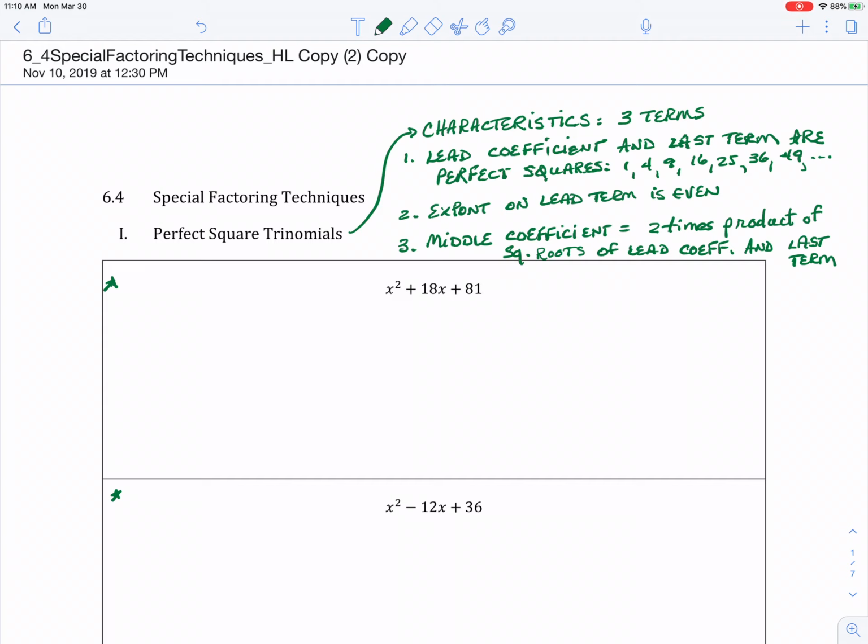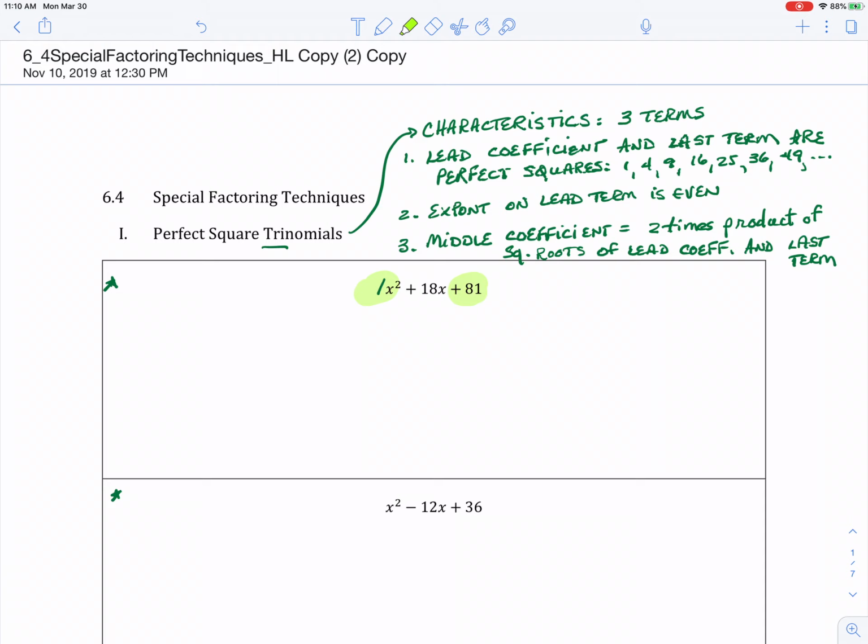So I've listed here the characteristics of a perfect square trinomial. The secret to working these is to learn how to recognize them so you know how to start. So if it's a perfect square trinomial, obviously trinomial means it's got 3 terms in it. The other things you need to check for are the lead coefficient and the last term. So my eye is looking at that 81 and then remembering that there is a 1 here on that lead term or the lead coefficient, and both 1 and 81 are perfect squares.